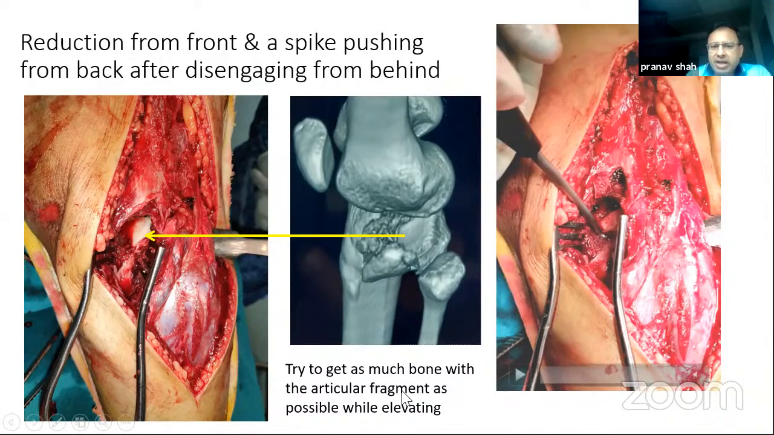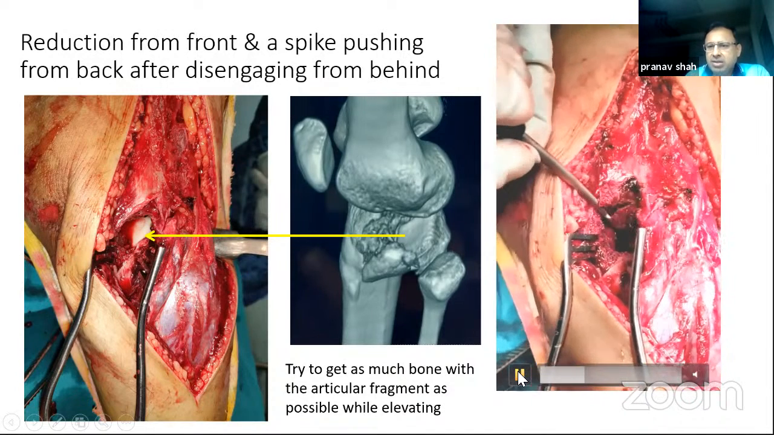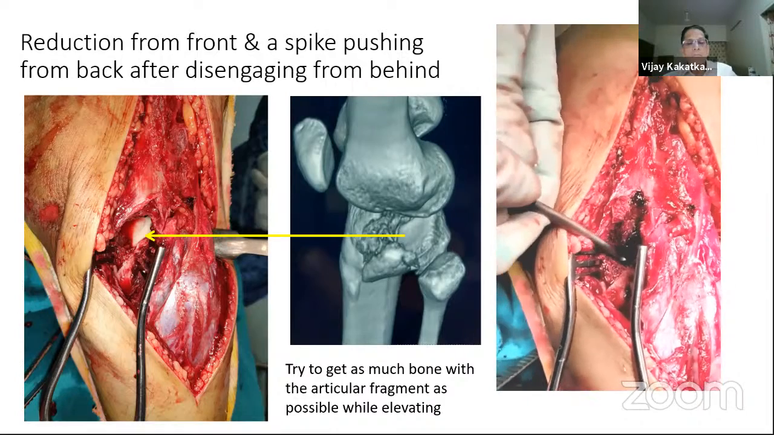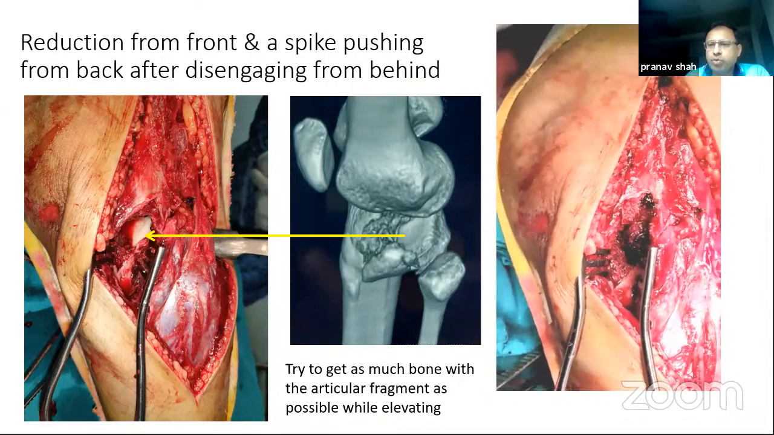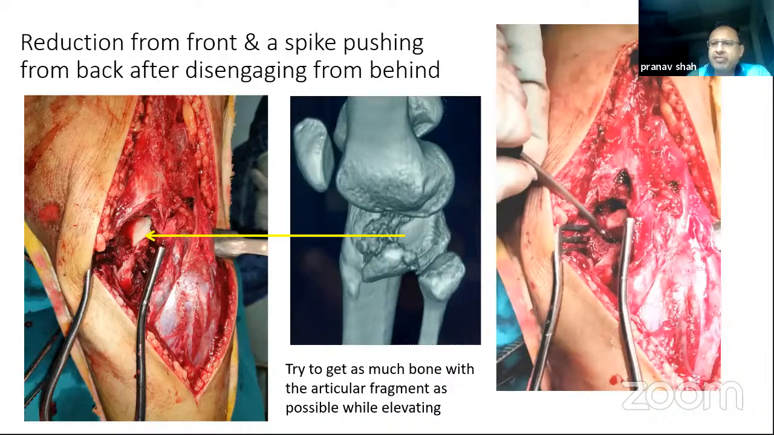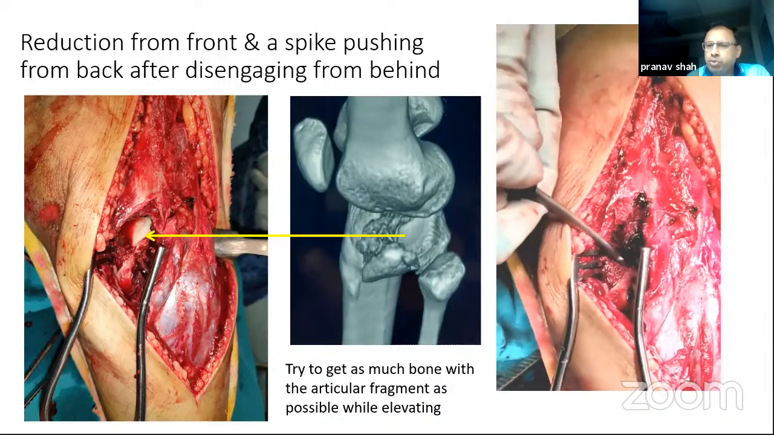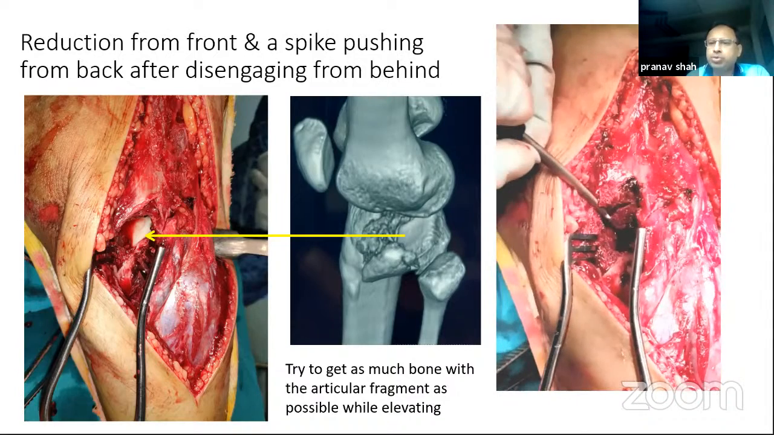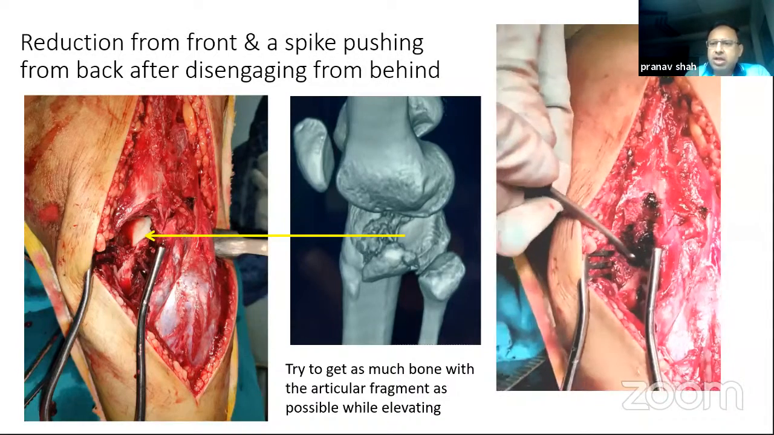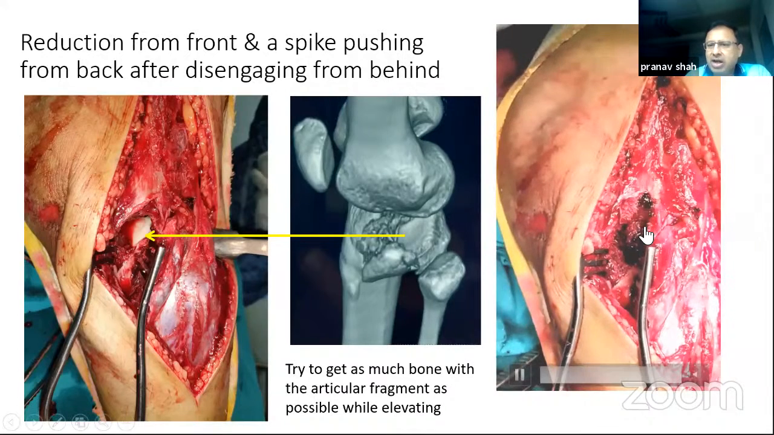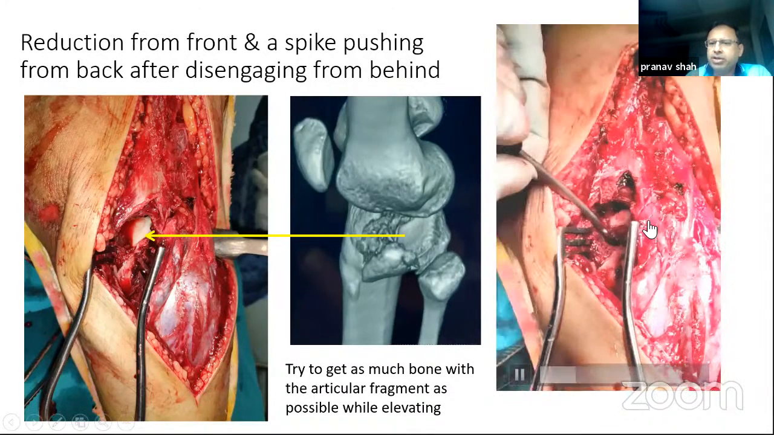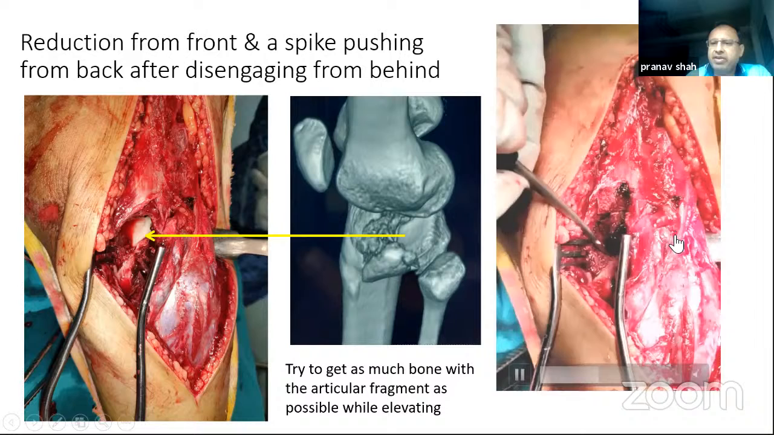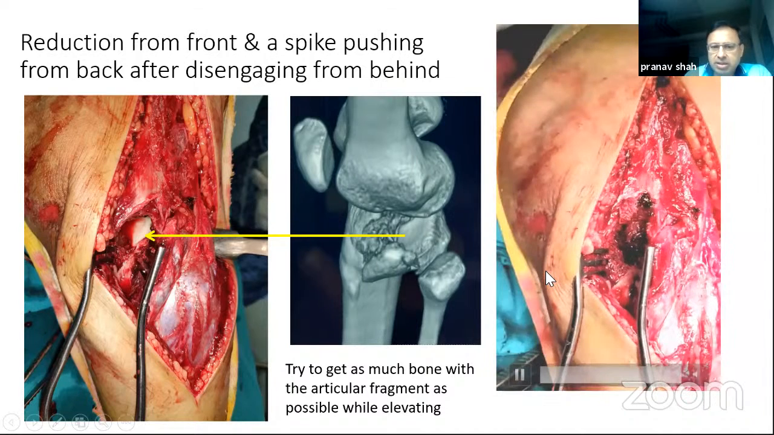Before we try to elevate, try to get as much bone as possible with the articular fragment. So I am elevating the articular fragment. And as you all can see, it has been elevated with a large chunk of bone. There is pressure from behind with my spike so that the fragment doesn't push posteriorly. And the elastic recoil of the proximal fibula also helps to push the fragment in the front. As you also can make out, I have hardly erased any periosteum from the anterolateral fragment.